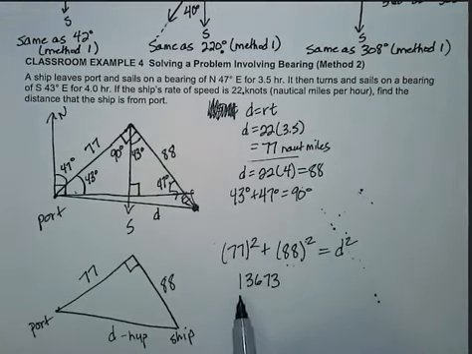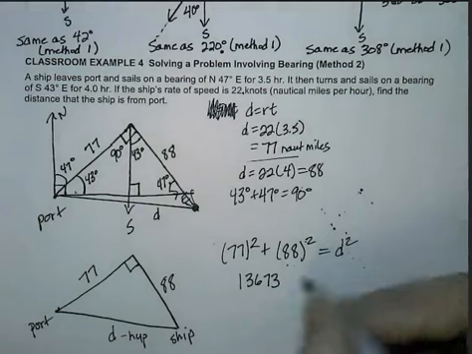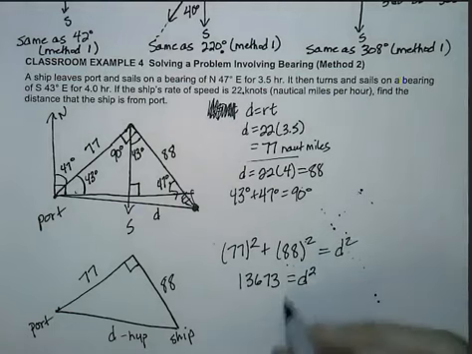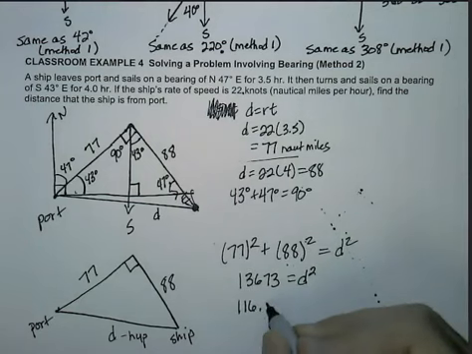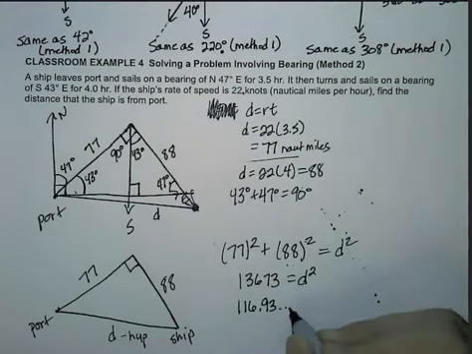If I do this on my calculator for this side, I get 13,673. Then I'm going to take the square root of that to get my answer for d. This gives me 116.93, and there's some more digits there.